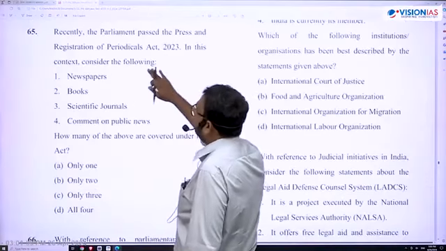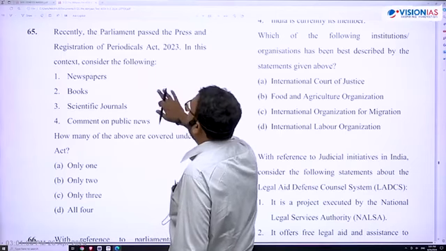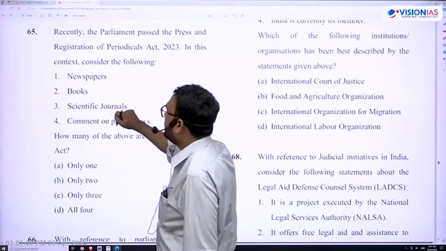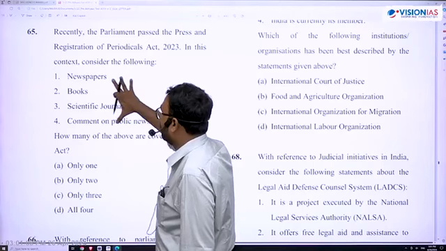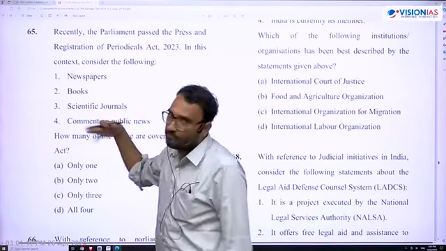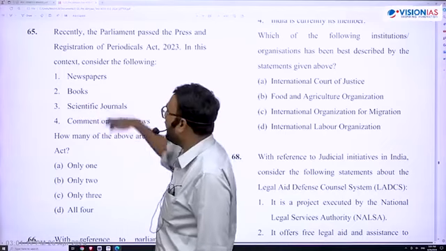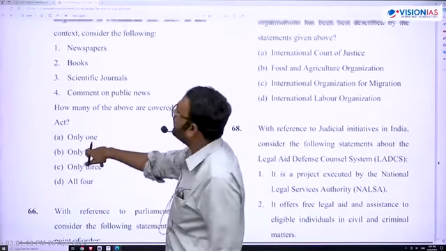Recently, Parliament passed the Press and Registration of Periodicals Act. In this, newspapers are covered, and comment on public news is covered. So which of the following are covered? Books are not covered. Books are separate. Scientific journals are not covered in this. So 1 and 4 are covered. So we'll settle for B.